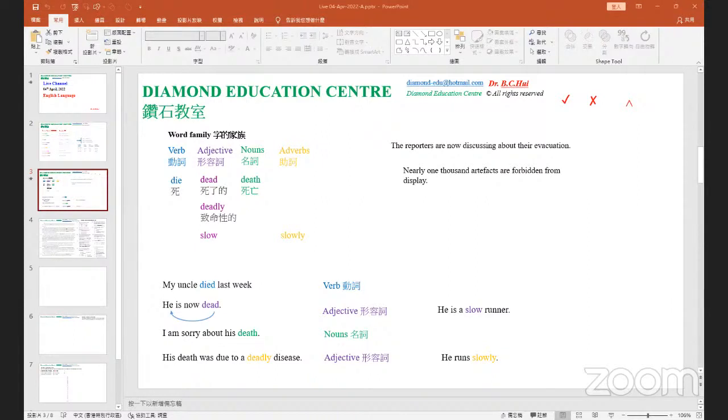Now, I just said, sometimes the verb has more than one word. For example, he is going to school. You have two words together as the verb, because the verb is in present continuous tense. So you have two words together.